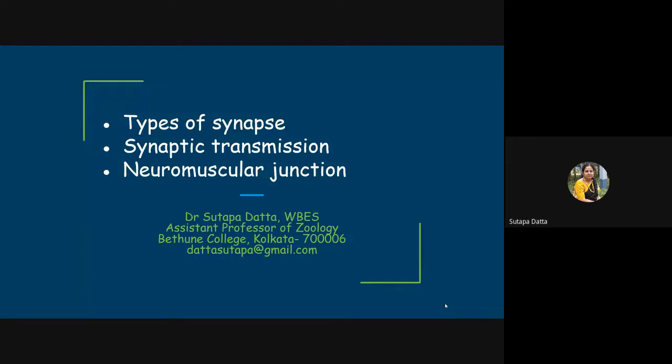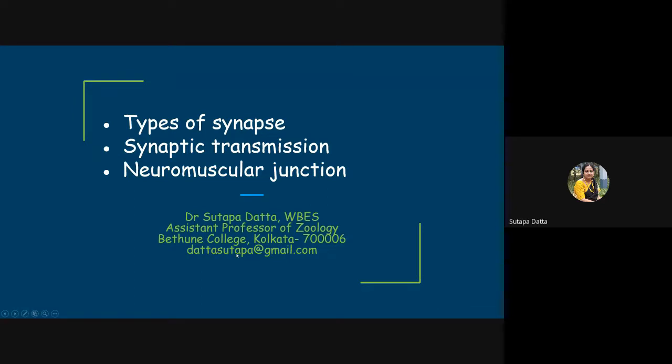Okay. So for today's lecture, I'm given this topic for the UG semester 5, I think. The types of synapse, synaptic transmission, and neuromuscular junction. So if there are any queries regarding this topic, just feel free to drop your queries in the chat box. After completion of the lecture, I will try to answer. And if you have any further queries, you can write to me at this mail ID.